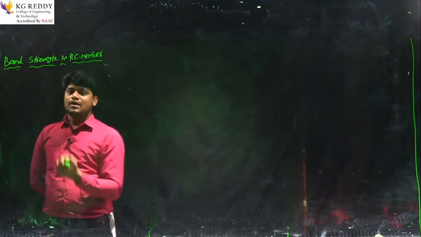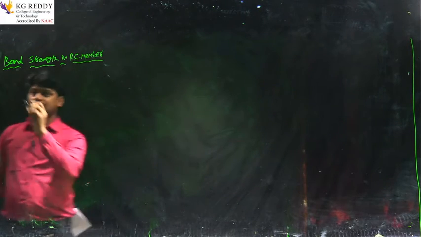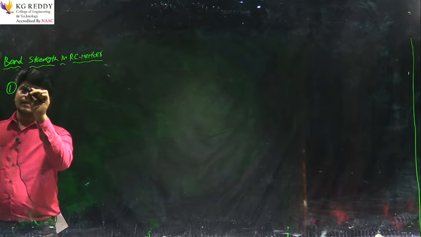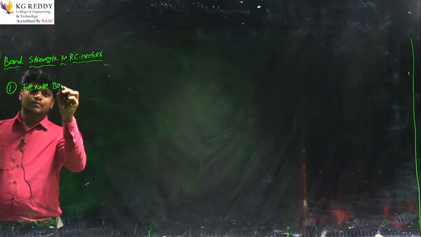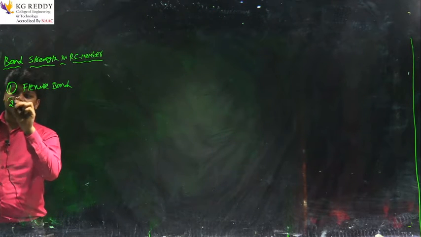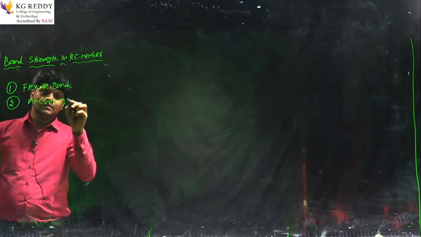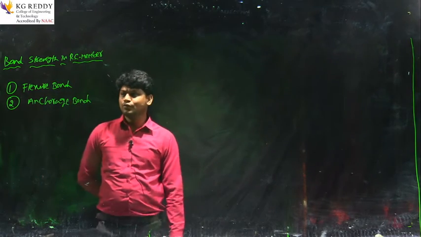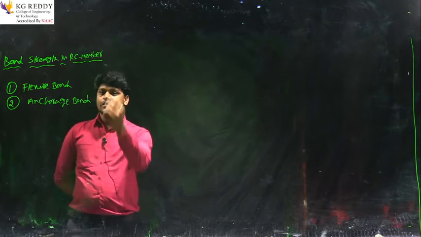In the bond strength, as per the design process, two bond values will be there. One is the flexural bond, and the second one is the anchorage bond. We can see them one by one.